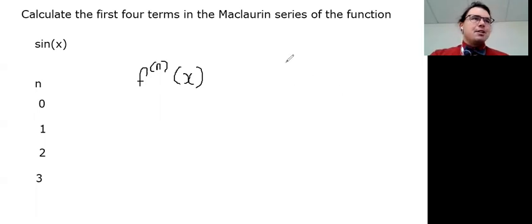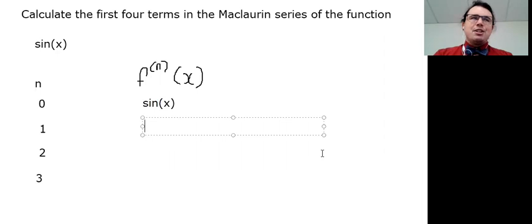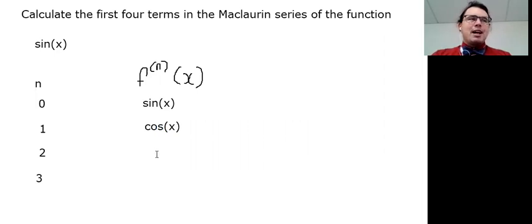So for the sine function, this is not a difficult calculation to make. The 0th derivative of the sine function is just itself. I have taken 0 derivatives so far. The first derivative of the sine function is the cosine function. To find the second derivative of sine of x, I take the derivative of its first derivative. The derivative of the cosine function is minus sine of x.